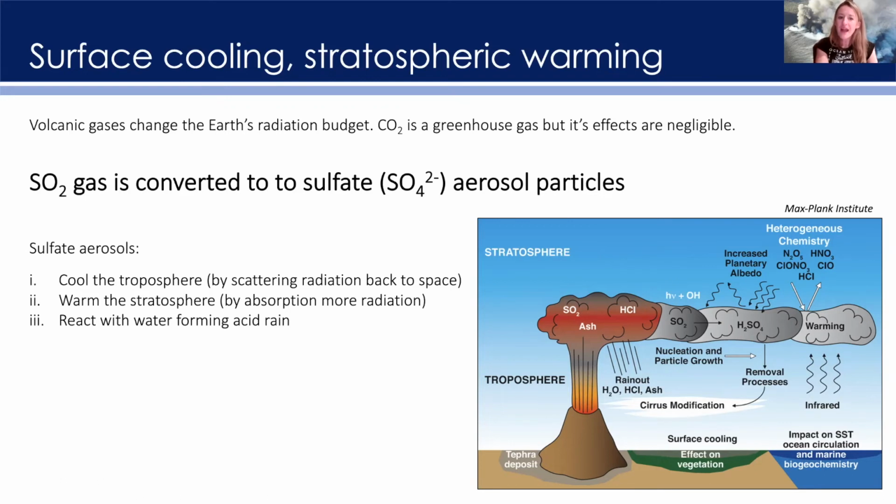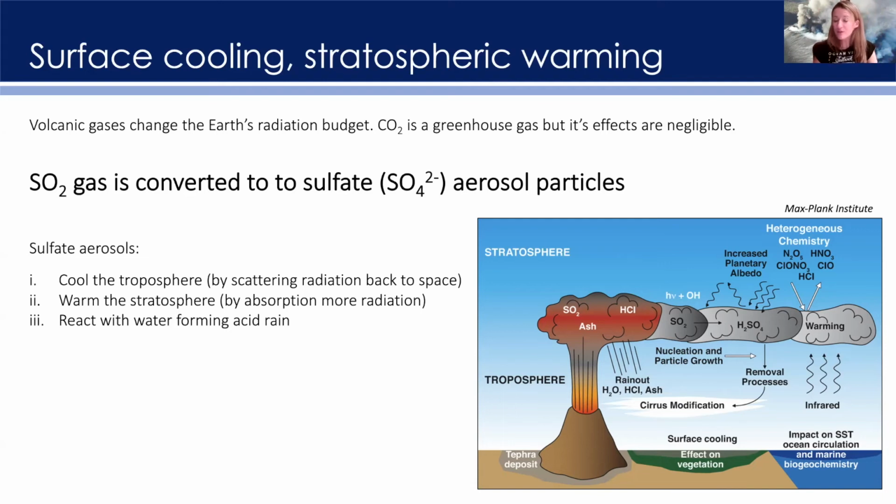The main reaction is this conversion of SO2 gas into what we call sulfate aerosol particles. So it goes from a gas to a particle. And these aerosol particles have very long residence times. They act to cool the troposphere, the area of atmosphere around us at the Earth's surface, by scattering radiation back into space, so it doesn't get a chance to come down and warm the surface of the planet. They also absorb radiation being re-radiated back from the Earth's surface. So this is how we get the cooling at the Earth's surface and warming in the stratosphere.